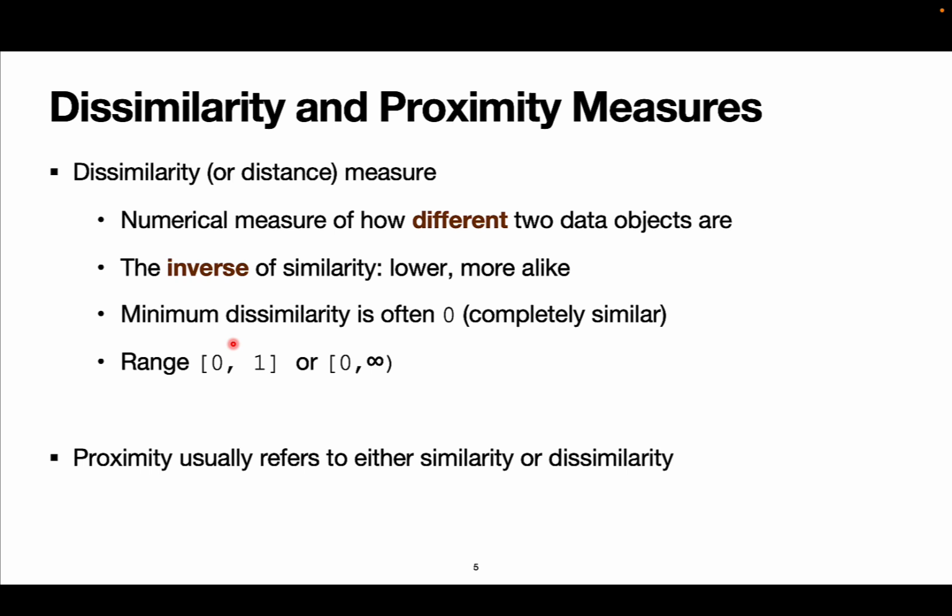On the other hand, dissimilarity or distance measure takes two objects and says how far apart they are from each other. So the smaller the distance means they are more alike, and 0 distance means that they are the same. A more neutral term is proximity, which can mean either similarity or dissimilarity.